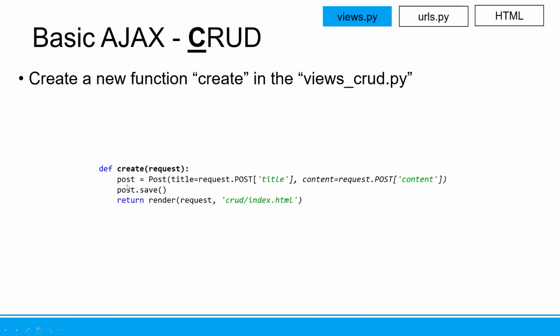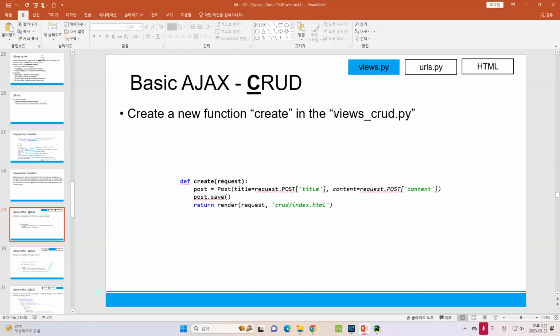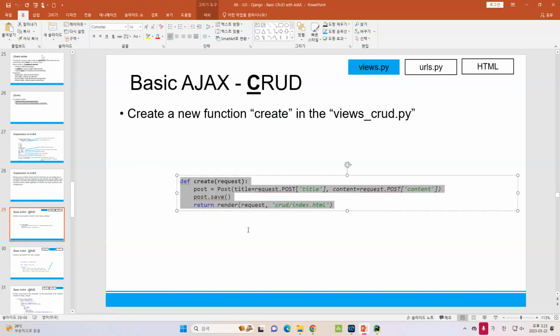Now, we are going to learn how to create. The first part we already read, which is R, but now let's deal with how to create the function. In the fuse underbar crud.py, let's make another function which is create.